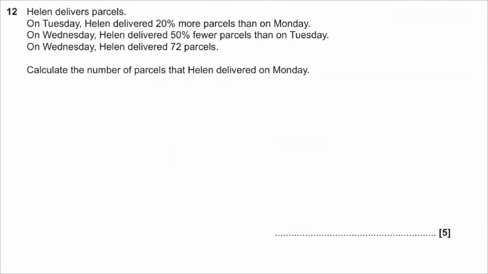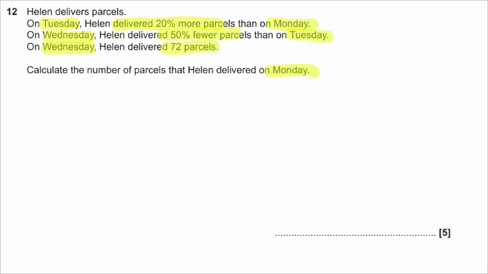Perfect. On to question number 12. We've got this, another wordy one. Helen delivers parcels. On Tuesday, Helen delivered 20% more parcels than on Monday. On Wednesday, Helen delivered 50% fewer parcels than on Tuesday. And on Wednesday, Helen delivered a total of 72 parcels. Calculate the number of parcels that Helen delivered on Monday.